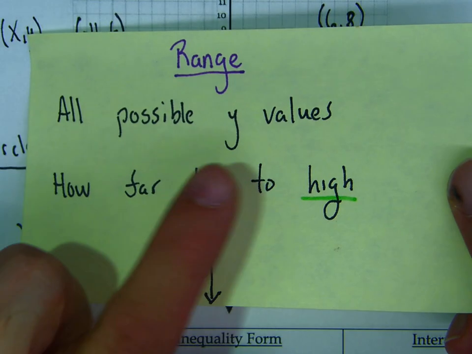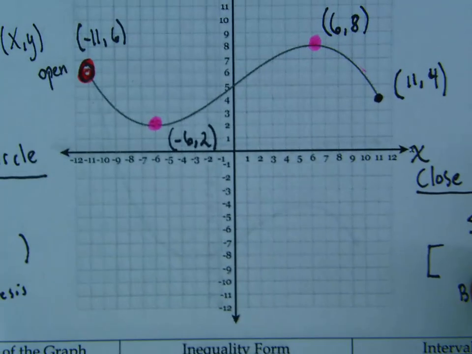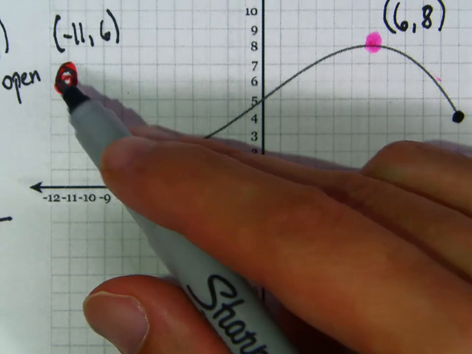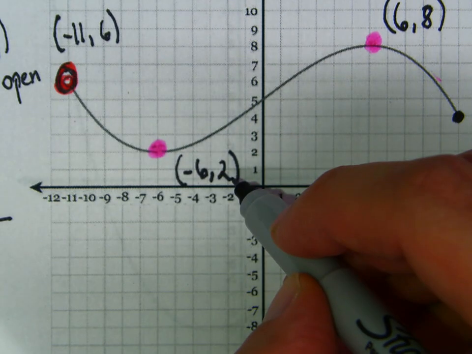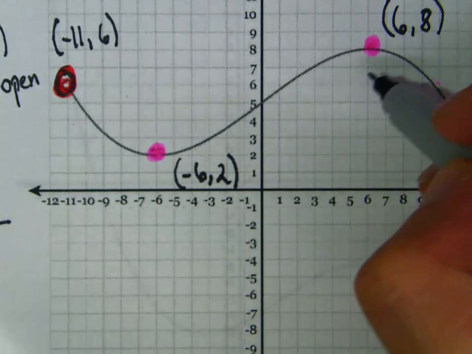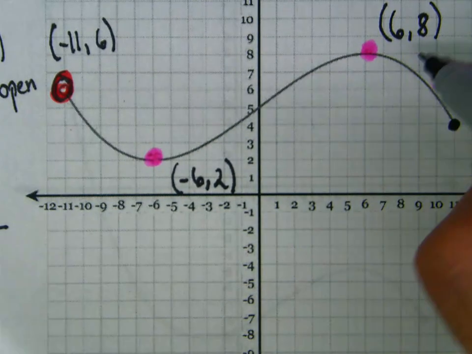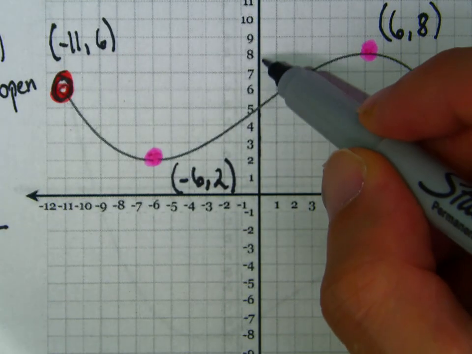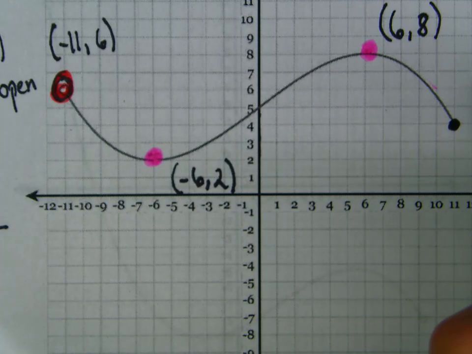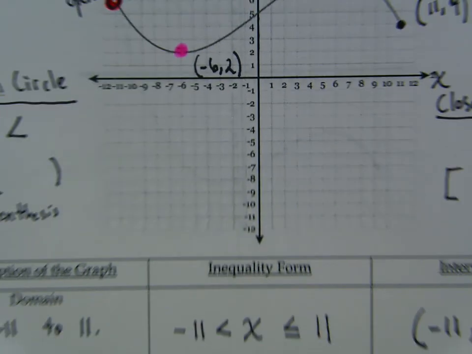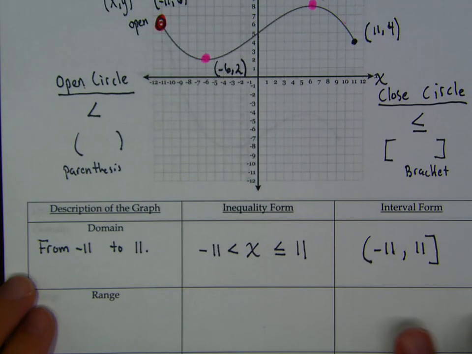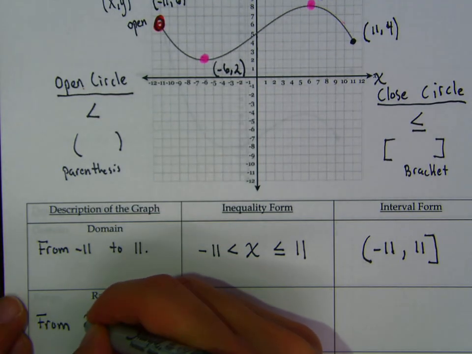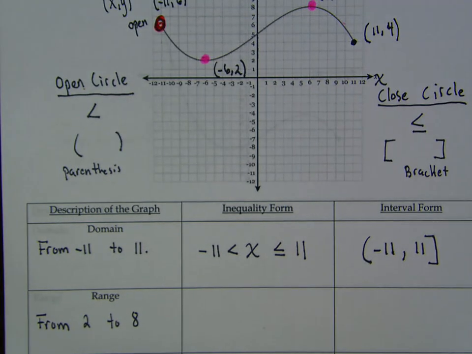How far low and how far high does the graph go? What is the lowest y value that you have? The lowest y value is 2. What is the highest y value you have? It's 8. So you have every y value from 2 to 8 for the whole entire graph. Okay? So now, how do we show this as a range? From 2 to 8.